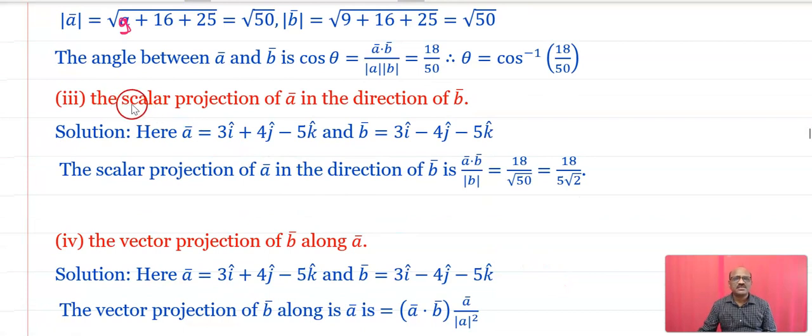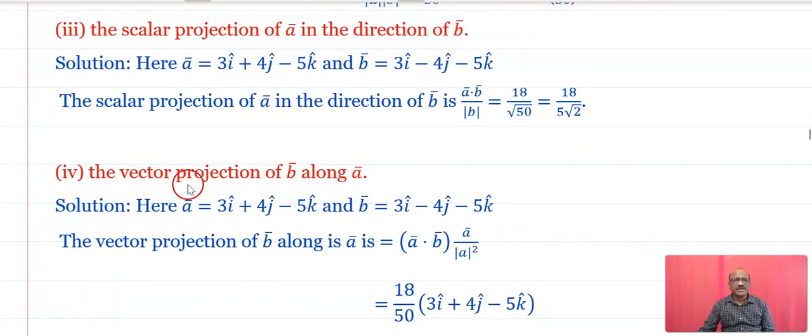Next is the scalar projection of a bar in the direction of b bar. Here a bar is 3i cap plus 4j cap minus 5k cap, and b bar is 3i cap minus 4j cap minus 5k cap. The scalar projection of a bar in the direction of b bar is a bar dot b bar upon mod of b bar. What is a bar dot b bar? It is 18, and mod of b bar is root of 50, and if we simplify it, 25 into 2, that is 5 root 2, so 18 upon 5 root 2.